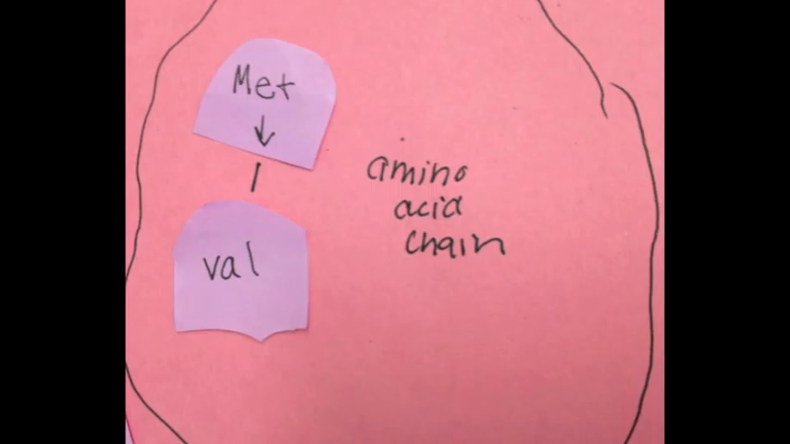The empty tRNA is released, and the ribosome moves down the mRNA one codon to the right. The tRNA that is attached to the two amino acids is now in the first tRNA binding site, and the second tRNA binding site is empty.